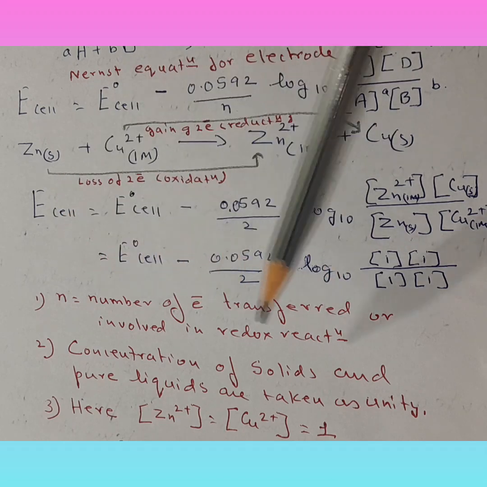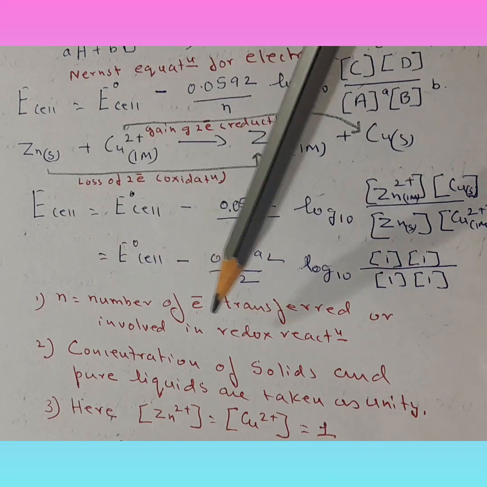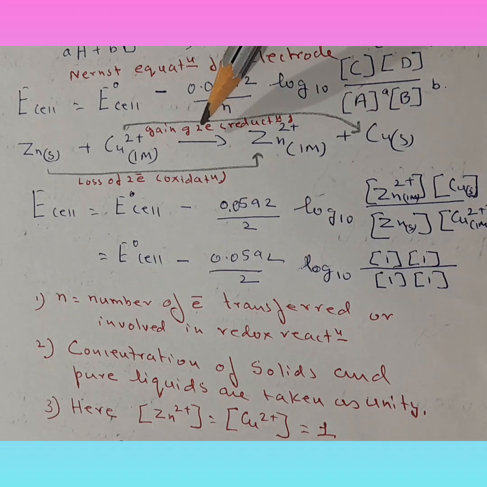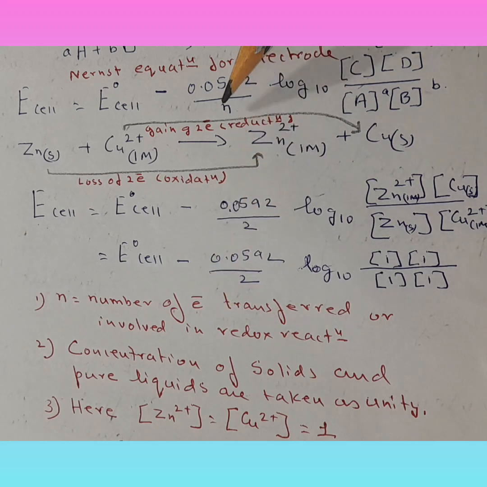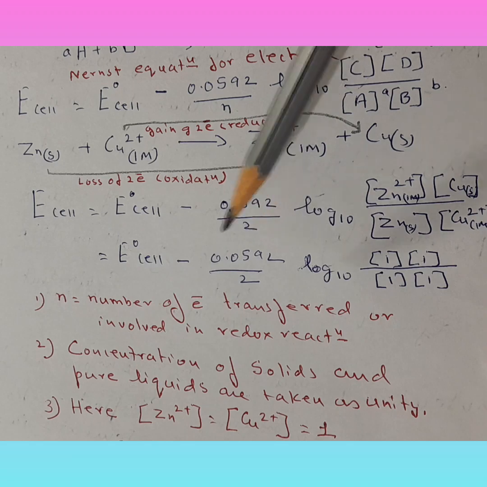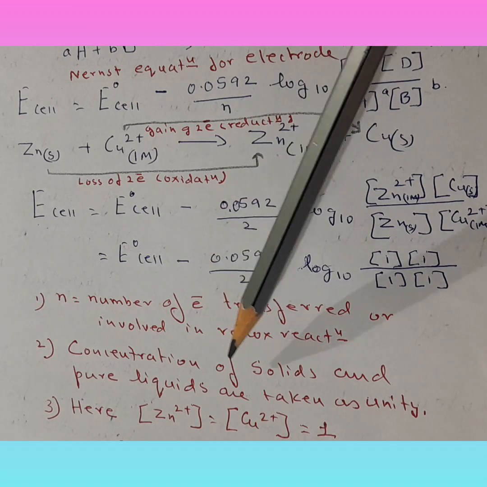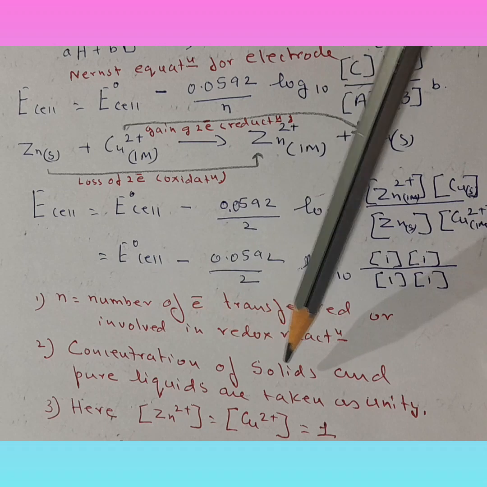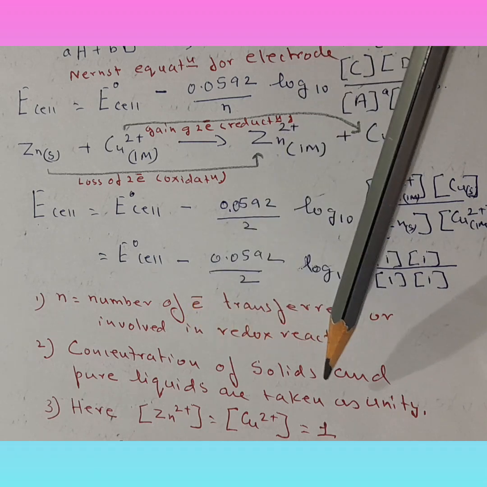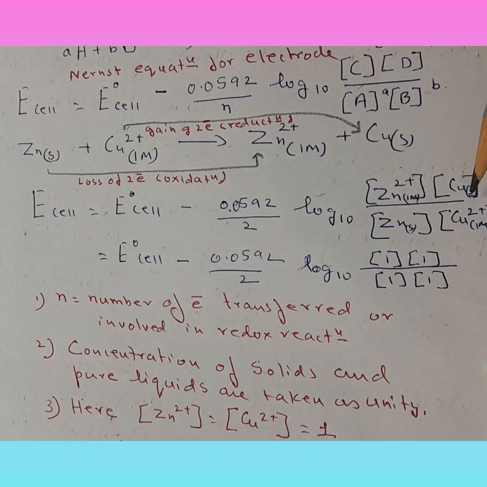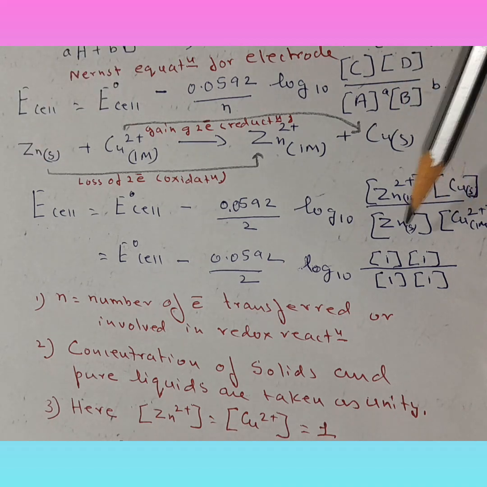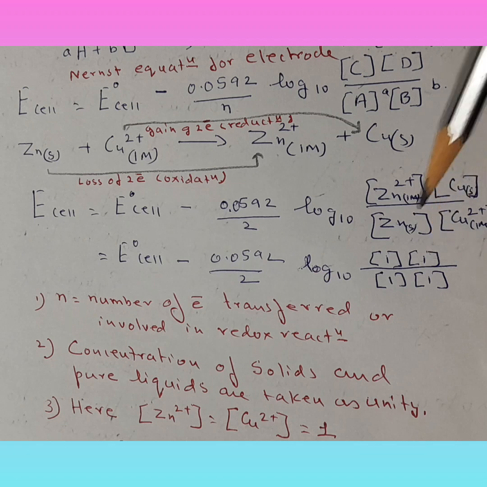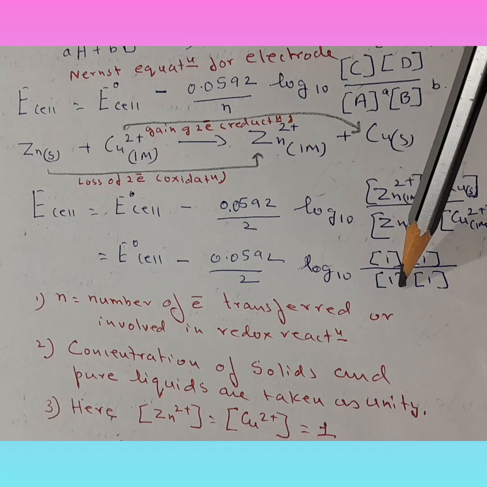Now N is the number of electrons transferred or involved in the redox reaction. Here obviously 2 electrons are involved, so N gets the value of 2. Then the concentrations of solids and pure liquids are taken as unity. So here we got copper solid, and here also we had zinc solid. So copper solid and zinc solid each count as unity.